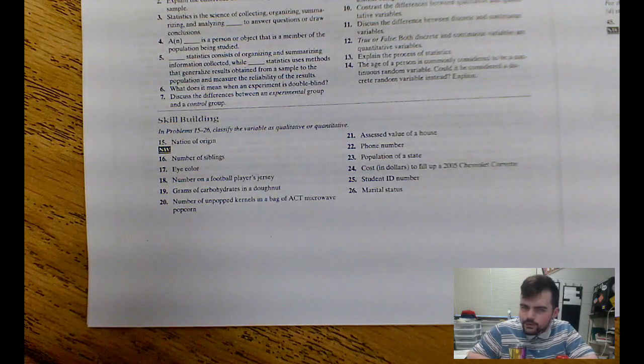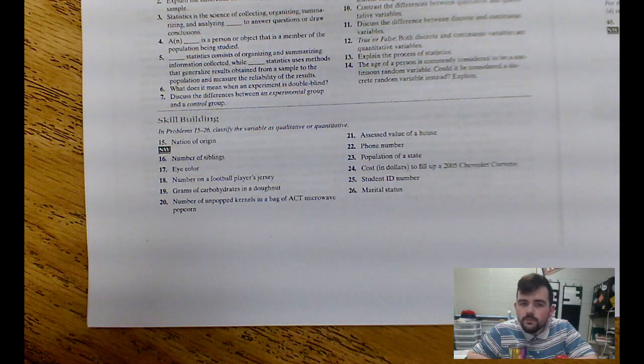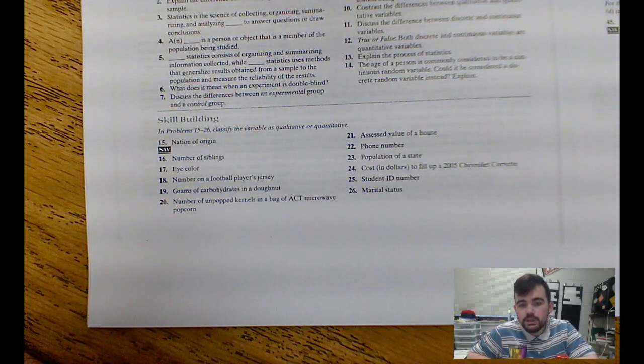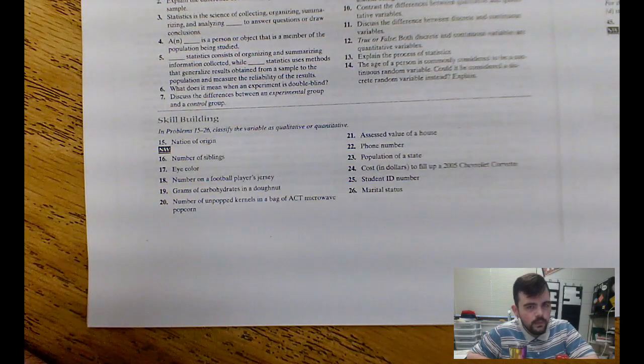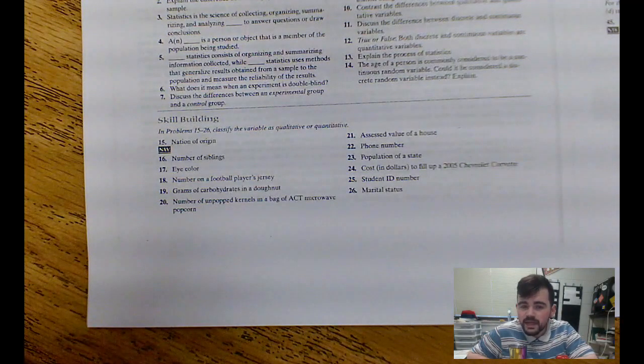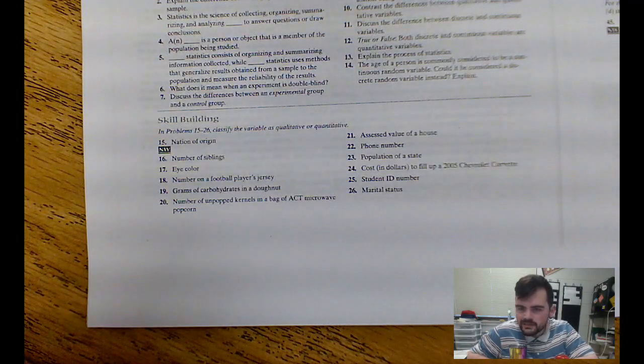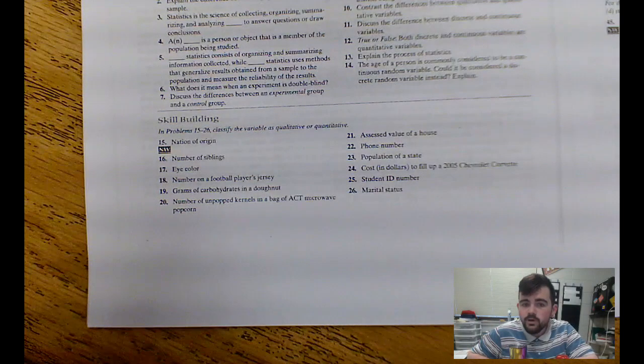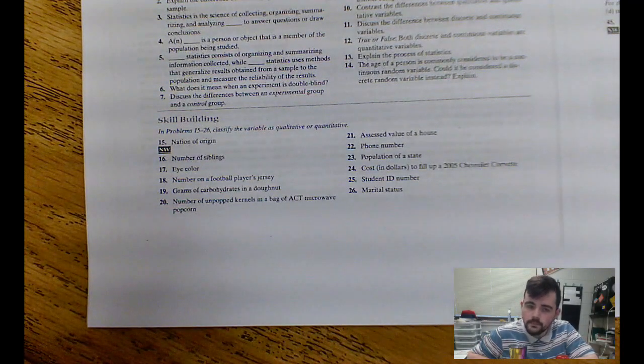Now, 18 is interesting. The number on a football player's jersey. Now, I'm not a big sports nut, but I do kind of know that the number doesn't represent much of anything. And if you were to try to find the average of all of those numbers on the back of a football player's jersey, you wouldn't come to any sort of meaningful answer, right? So even though it's a number, the number on the back of a football player's jersey is qualitative data, or a qualitative variable, excuse me.